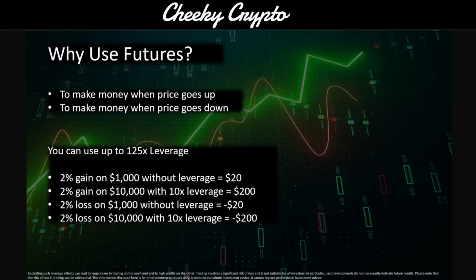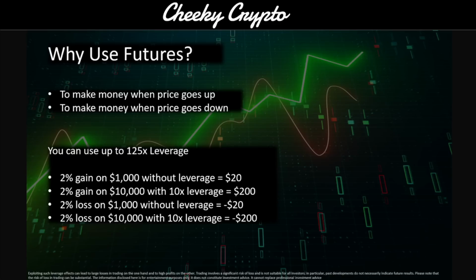Okay, so here's an example of using 10x leverage. You have $1,000 in your account. Without any leverage, you would make $20 if the price moved 2%. If you're using 10x leverage and you make that 2%, you would actually be trading with $10,000. It's 10 times the amount of your account, which was $1,000. Therefore, that $20 that you made on that 2% gain actually became $200.